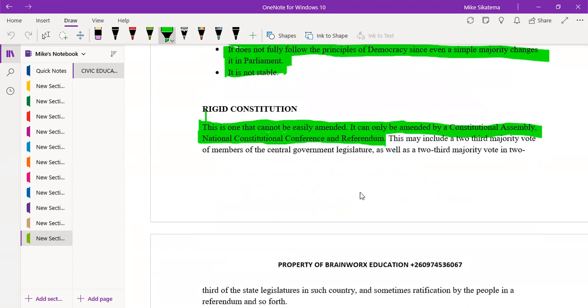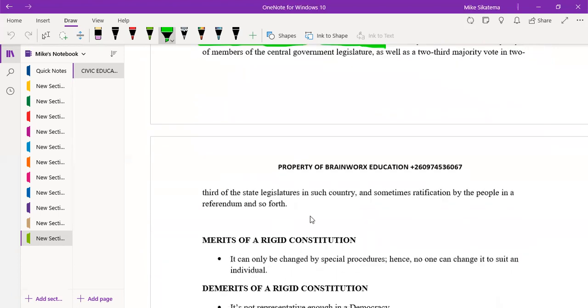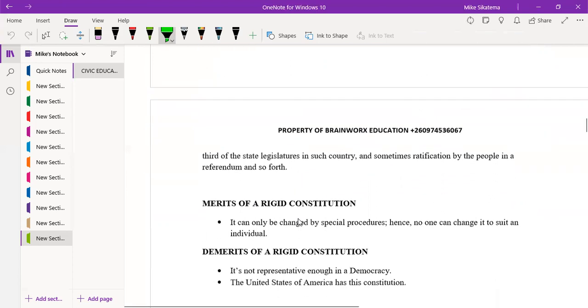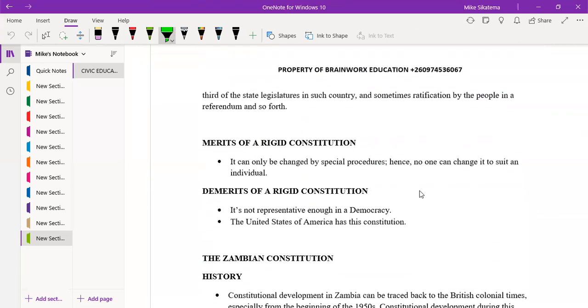So for example, once this group of people meet, it can include a 2/3 majority vote of the members of the central government register, as well as a 2/3 majority vote in 2/3 of the state legislature, so even a 50+1. So here we're talking about people organizing themselves, meeting up, or even through a referendum where people can even vote to change those elements of the constitution, which actually makes it good because I, as a citizen, can actually have a form of stability if I voted for a certain change in rule.